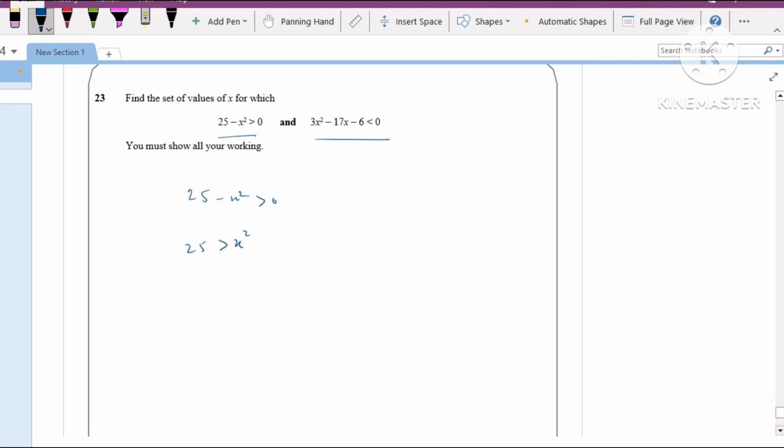So taking the square root of both sides, x is less than or equal to plus minus 5. So here we have two values. x is less than 5.